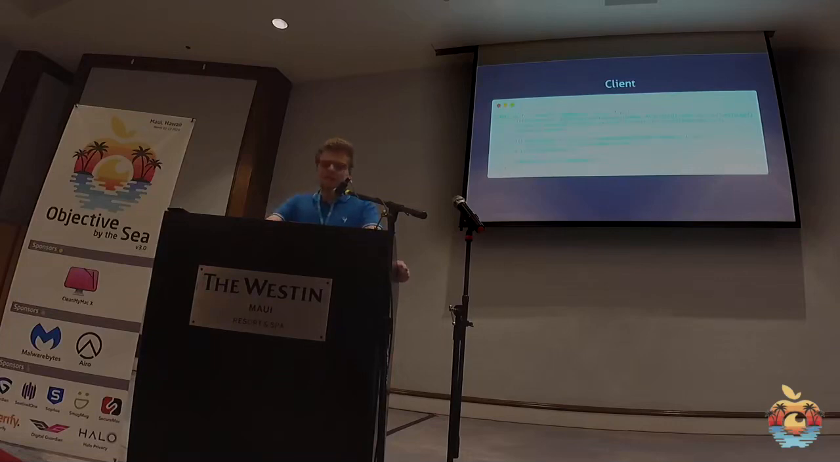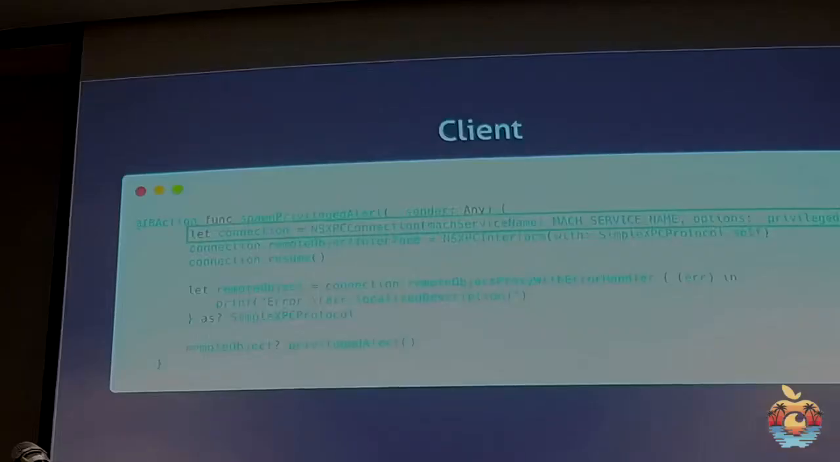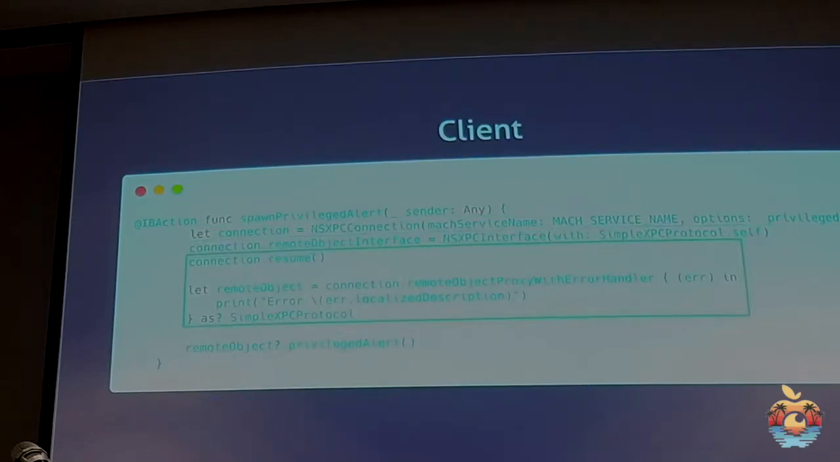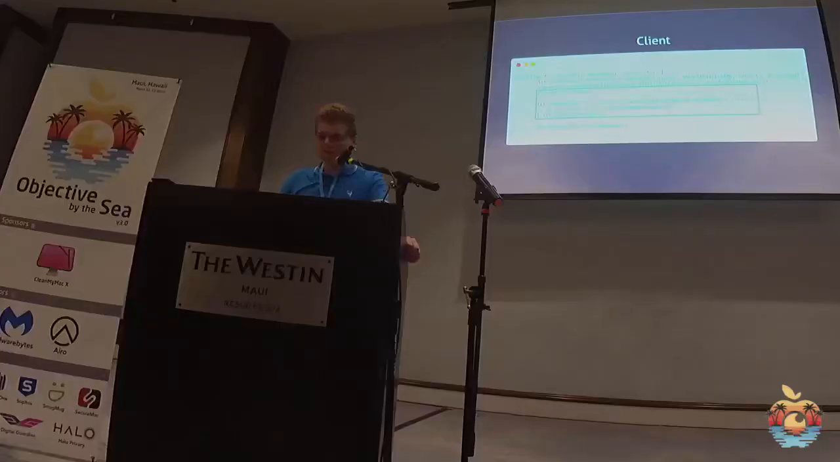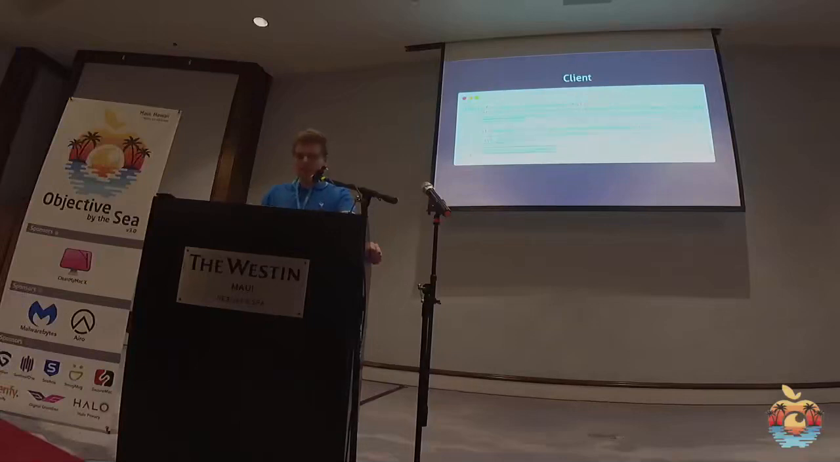From the client perspective, at first, of course, we need to create an NSXPCConnection object and connect to the Mach service name. Then we set the remote object interface, which the object on the other side, on the server side, has to conform to. Then, of course, we resume the connection, set the remote object proxy with the error handler, and ask the XPC server to perform our privileged action.